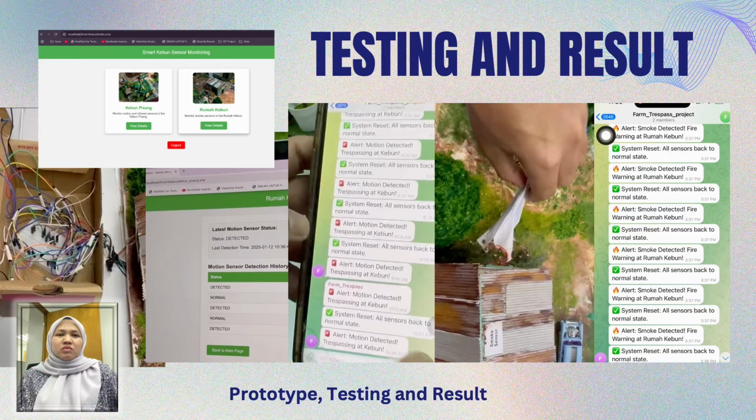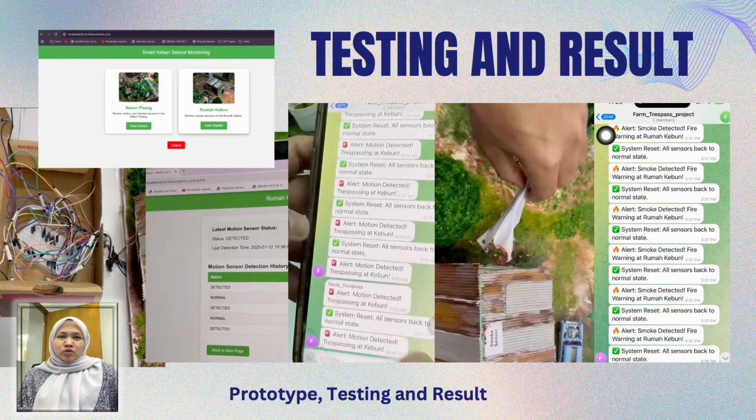Our testing revealed the following results. The average time for sending a notification to Telegram was 2 seconds after detection, and the motion detection accuracy was 99%, while smoke detection achieved 95% accuracy under normal conditions. So overall, the system performed well in both controlled and real-world environments.